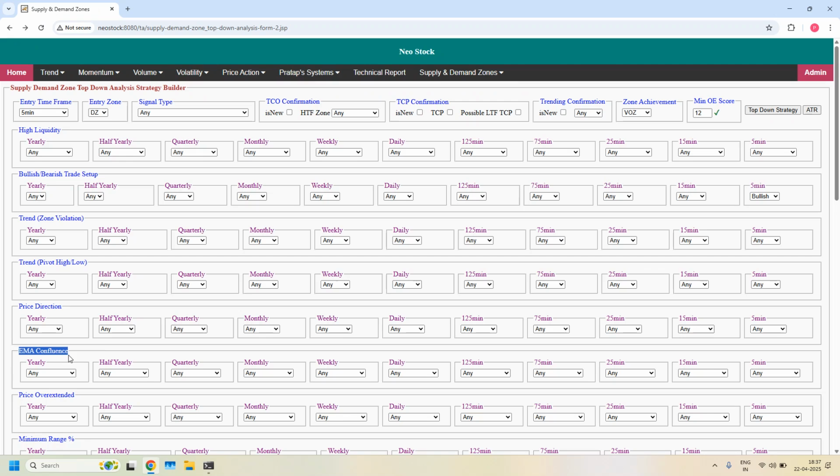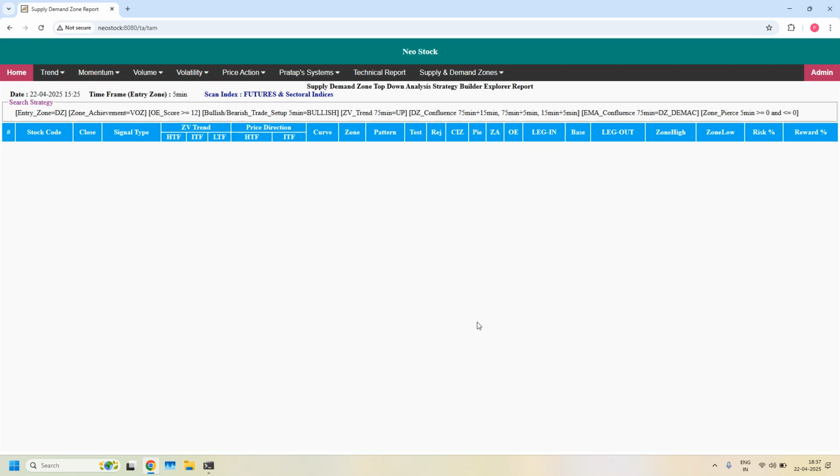In the EMA confluence at 75 minutes time frame, checking whether the 75 minutes demand zone has daily EMA confluence or not. At the same time, the trend on the 75 should not be sideways. It should be uptrend because it is a bullish trade setup. Let us filter. So none of them have it; the 75 minutes demand zones do not have daily EMA confluence. Okay, this is the bullish trade setup for hourly income trade.